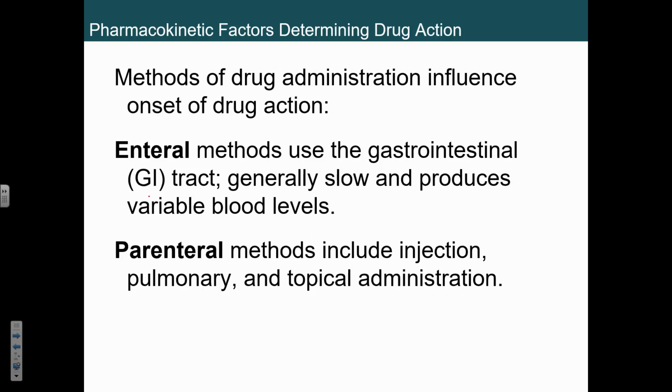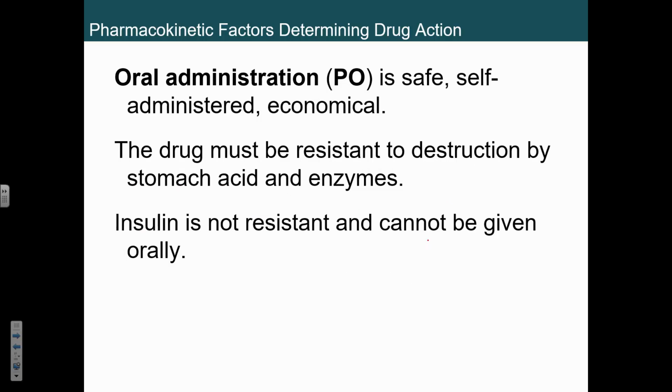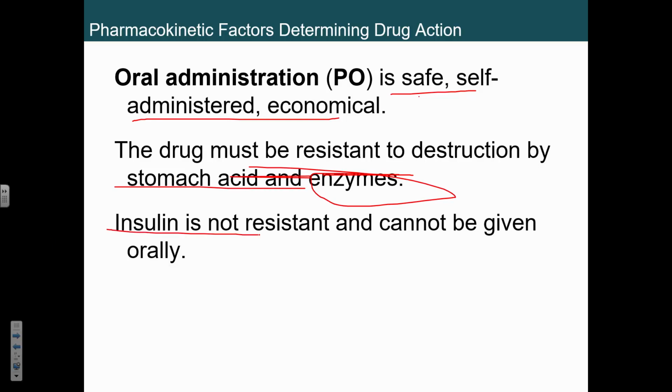All right. Basically, there are a couple ways you can go. You can go in through the GI tract or not. GI tract tends to be slow. You get some variable blood levels. That's okay. Oral administration, we've talked about that. There are advantages. It's got to be safe. It's economical. Most people can do this on their own, right? So you don't have to have a medical professional actually do that for you. It does have to make it through your stomach acid. So there's that. Insulin, for example.